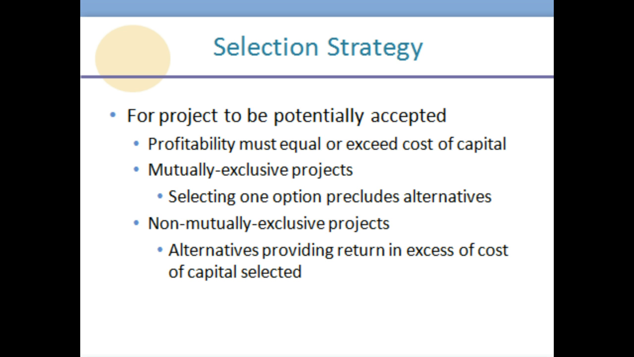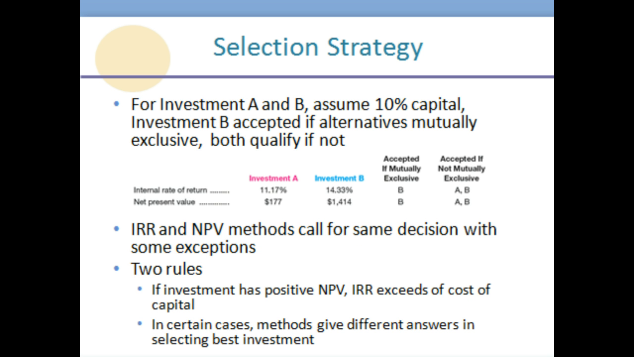A disagreement may arise between the NPV and IRR methods when a choice must be made between mutually exclusive proposals or when all acceptable proposals cannot be taken due to capital rationing. The primary cause of disagreement is the differing reinvestment assumptions.